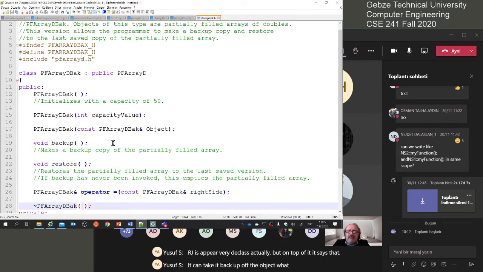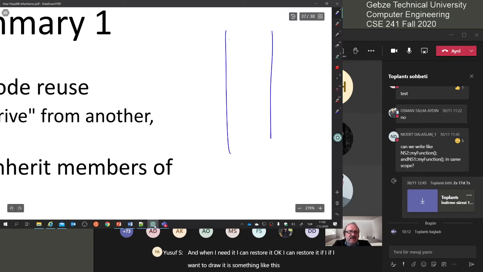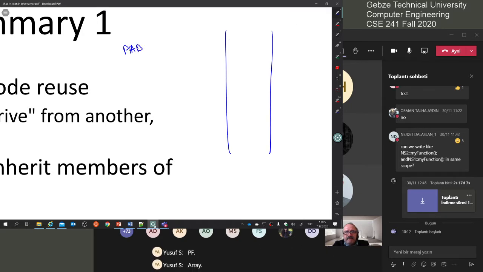What do I mean by backup of the object? It saves the whole array to some place, at some position, and when I need it, I can restore it. If I want to draw it, it's something like this. Let's say this is my memory, PF array D pf, let's say 10.